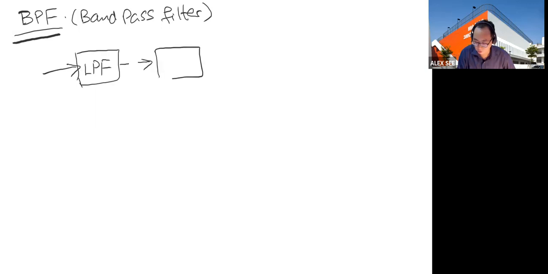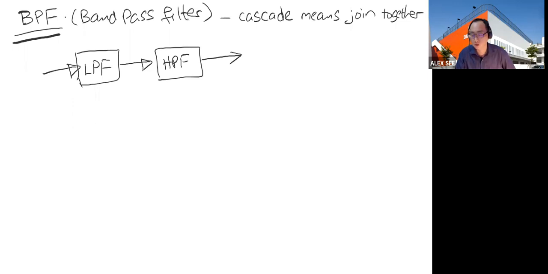What I can draw for you is what we call the block diagram. In effect, you can cascade. The word is cascade. It's a fancy word. Cascade means join together. So if you have two filters, one low pass filter and one high pass filter, you can put them together and they will form a band pass filter.